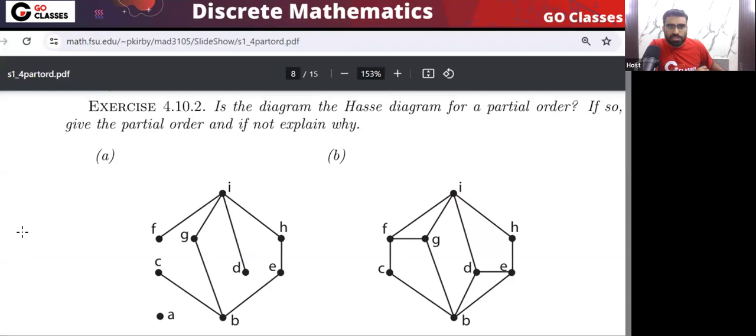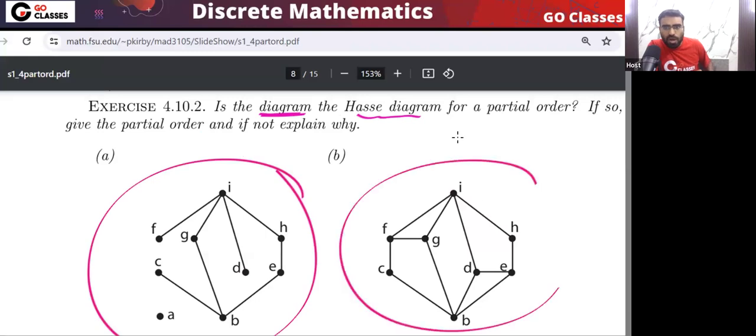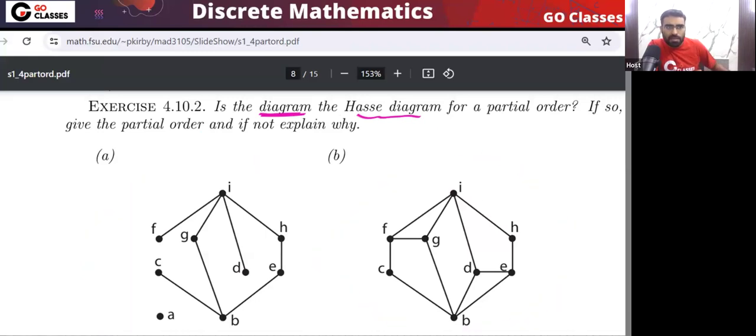Let's see this question. This question is taken from this university. Let's quickly solve it. The question is saying two diagrams are given to you. Are they Hasse diagrams? Are they Hasse diagrams of a partial order? Is this a Hasse diagram of a partial order? This is not a Hasse diagram, right? Yes or no? This is not a Hasse diagram.